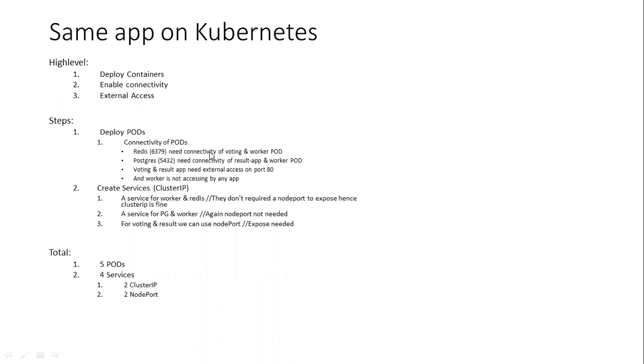Total how many pods? 1, 2, 3, 4, 5. 5 pods: voting, results, Redis, database, and the worker. And how many services? Okay, 4 services. So 2 cluster IPs and 2 node ports, because voting and results require node ports, and the worker requires both Redis and database services. So 4 services needed: two are node ports, two are cluster IPs.